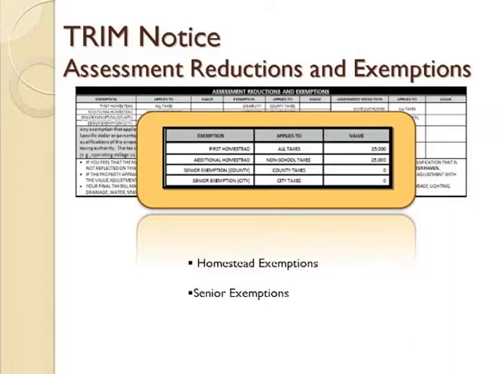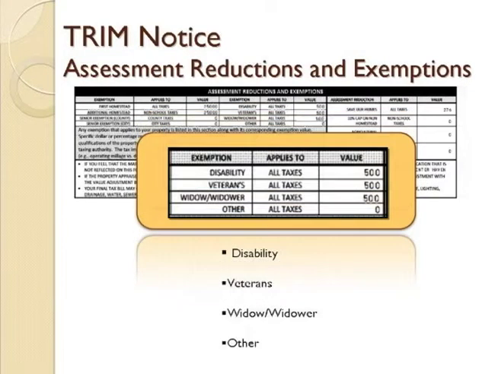The first piece we're going to look at is the homestead exemptions and the senior exemptions. And as you can see here, those are listed, and it tells you in the column in the middle what taxes are applied to each of those, and if you have those exemptions, how much value is applied to that in the column to the right. The next portion is the disability, veterans, widows, widowers, and any other exemptions. Same here. All of these are applied against all taxes, and the value is listed in that column. Now this is a $500 value, not a $500 tax dollar exemption.